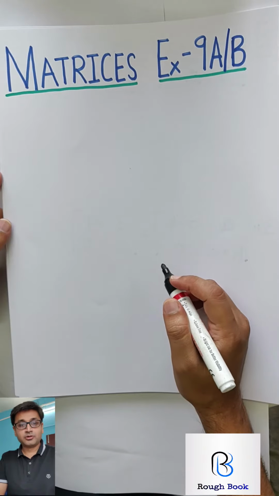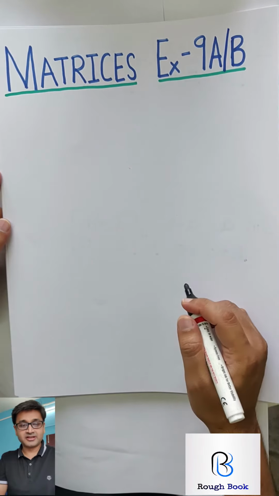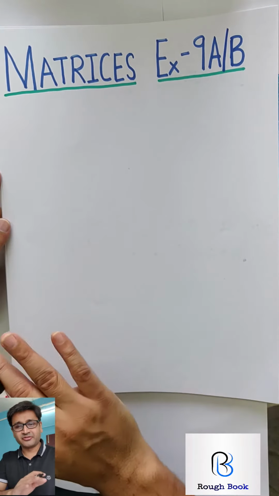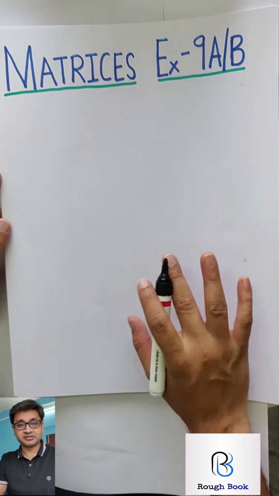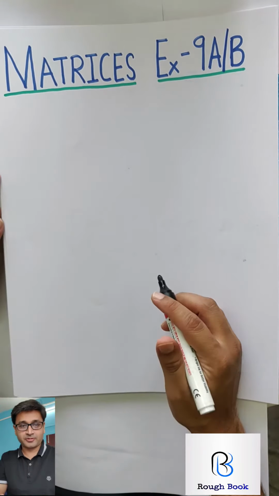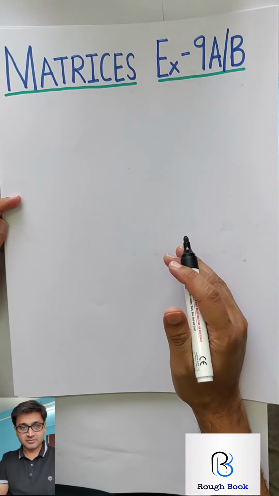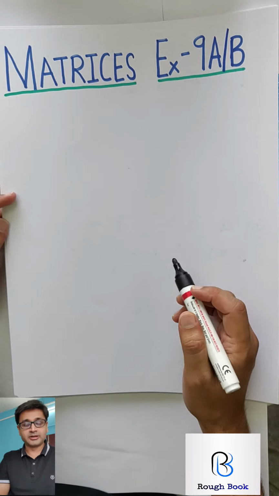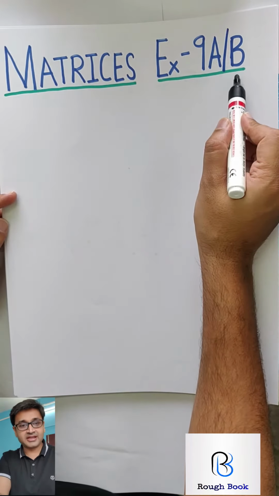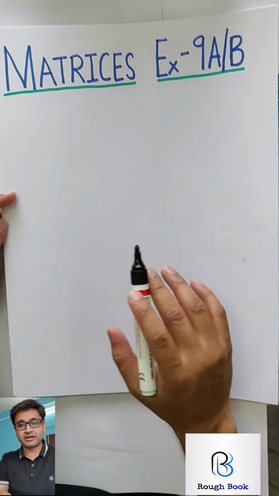We're going to try doing matrices. What is a matrix and how to do it? It's very simple, very interesting. You will enjoy this topic like anything. So matrices. First, let's understand the meaning of matrices, and then let's get into it quickly. We'll try and do exercise 9A and 9B because they are very simple.